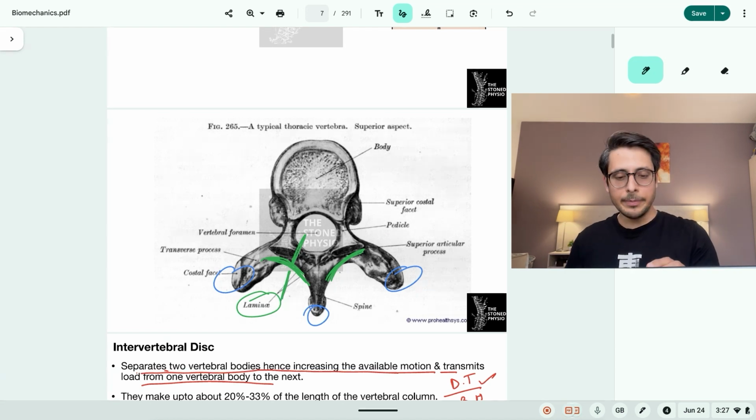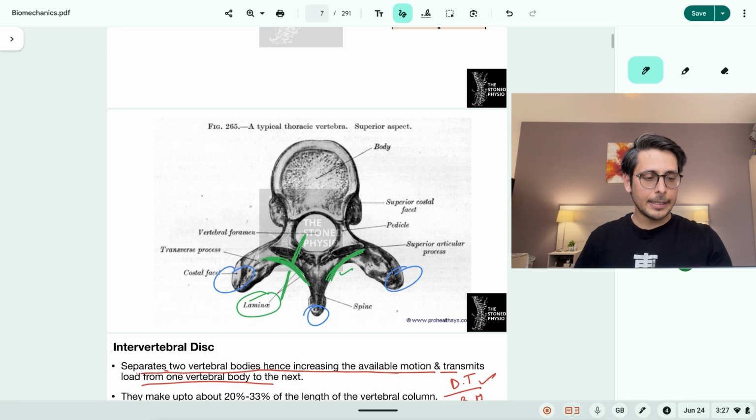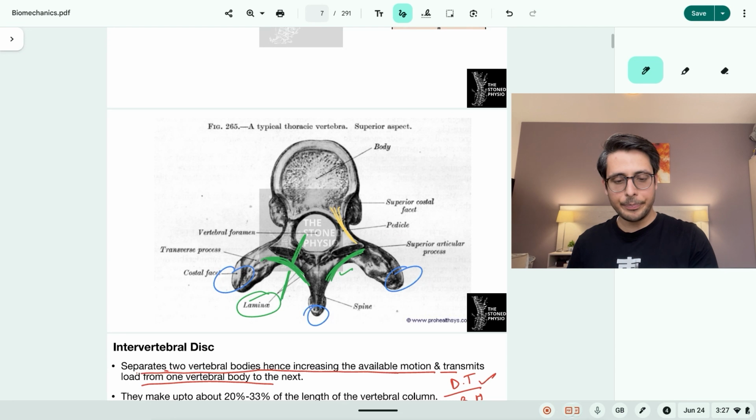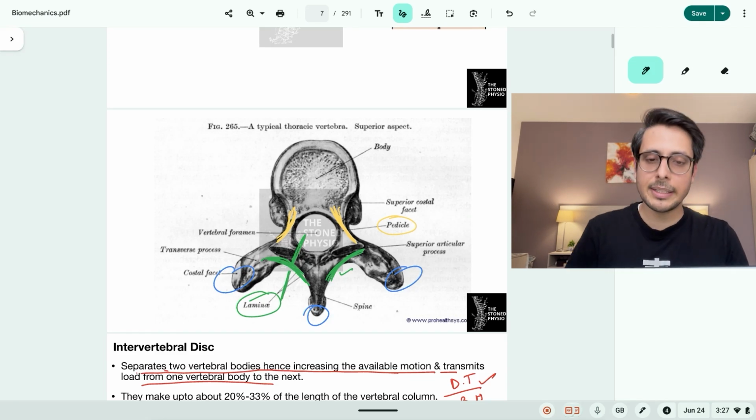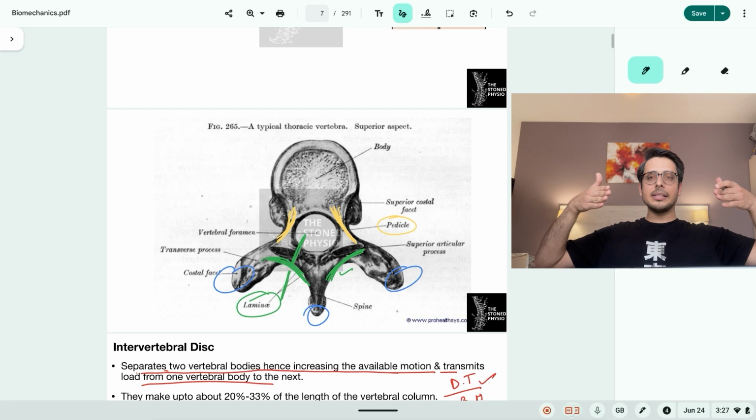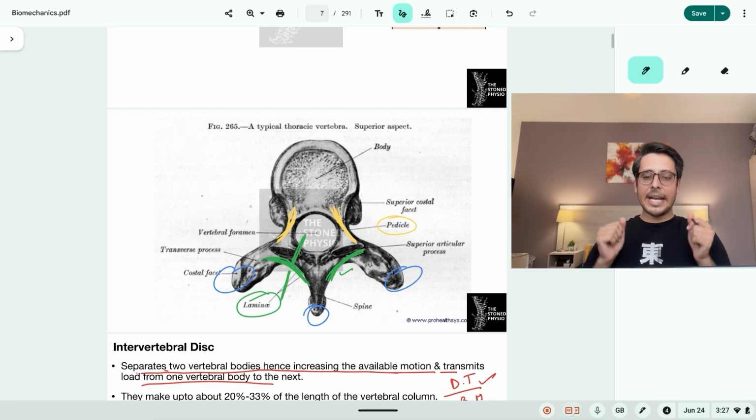One more thing to mention: just like this bridge, we have another set of bridges. We can see here, this bridge between the transverse process and the vertebral body, likewise this bridge between the transverse process and the vertebral body, that's called the pedicle. I believe we discussed the pedicle in the last video as well. So the pedicle is the bridge between the transverse process and the vertebral body, and the lamina is the bridge between the spinous process and the transverse processes.